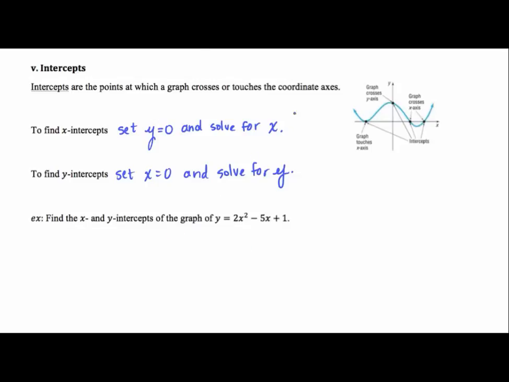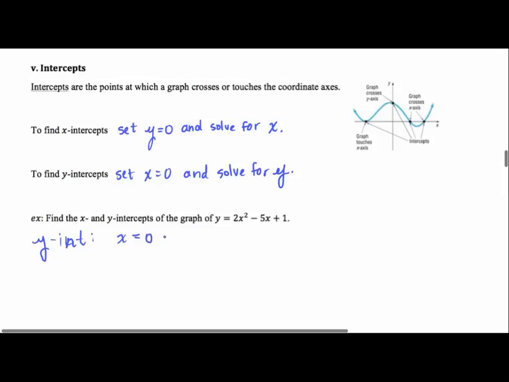This always works, okay? So we're going to find the x and y intercepts of this graph. Later we'll learn more about graphing parabolas and quadratics, but for now we're just going to find the intercepts. And I like to start with the y-intercept because it's generally a little bit easier. So if we want to find the y-intercept, we're going to set x equal to 0 and solve for y.